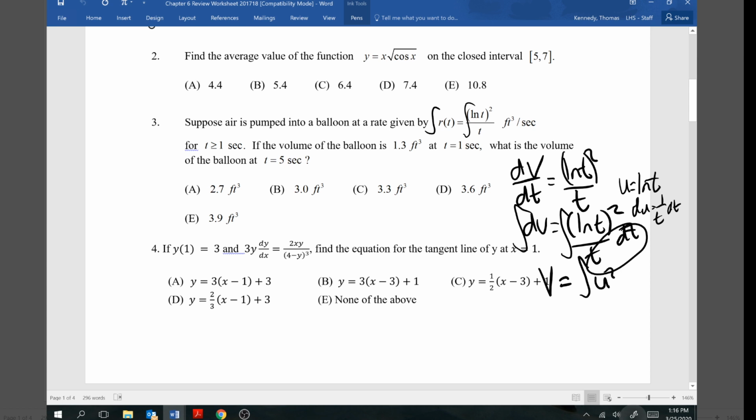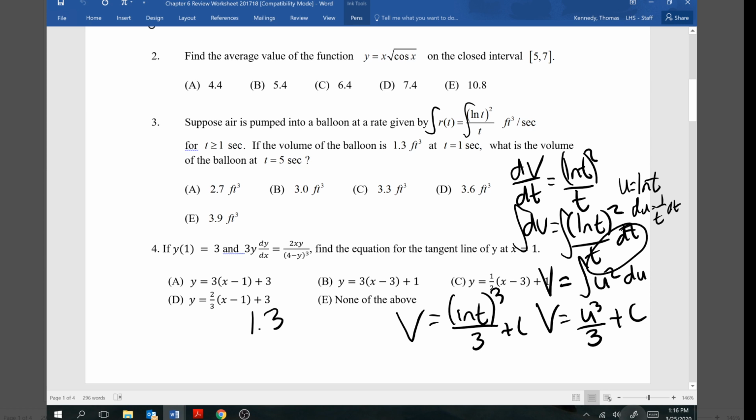If I integrate this, it's just u squared du, which integrates to u cubed over 3 plus c. I can plug in what u is, which is natural log of t, and I get that my volume equation is natural log of t cubed over 3 plus c. Now I just find c by plugging in the initial condition. The initial condition is 1 comma 1.3.